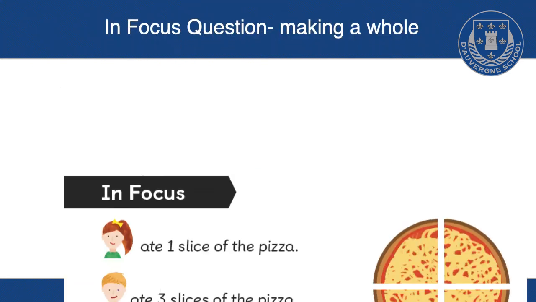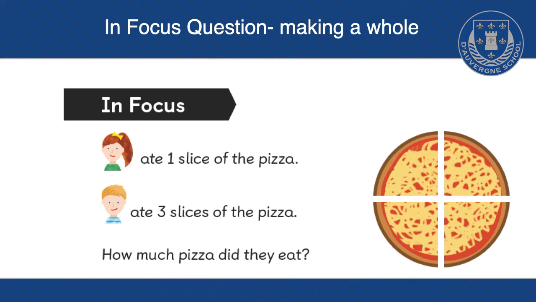Okay, if we move on to looking at a new in focus question, and this time we're looking at how we can make a whole. So we've got Holly and we've got Sam. Now it says Holly ate 1 slice of pizza and Sam ate 3 slices of pizza. How much pizza did they eat? Now remember what we said. What do we always begin with? What do we always count first?